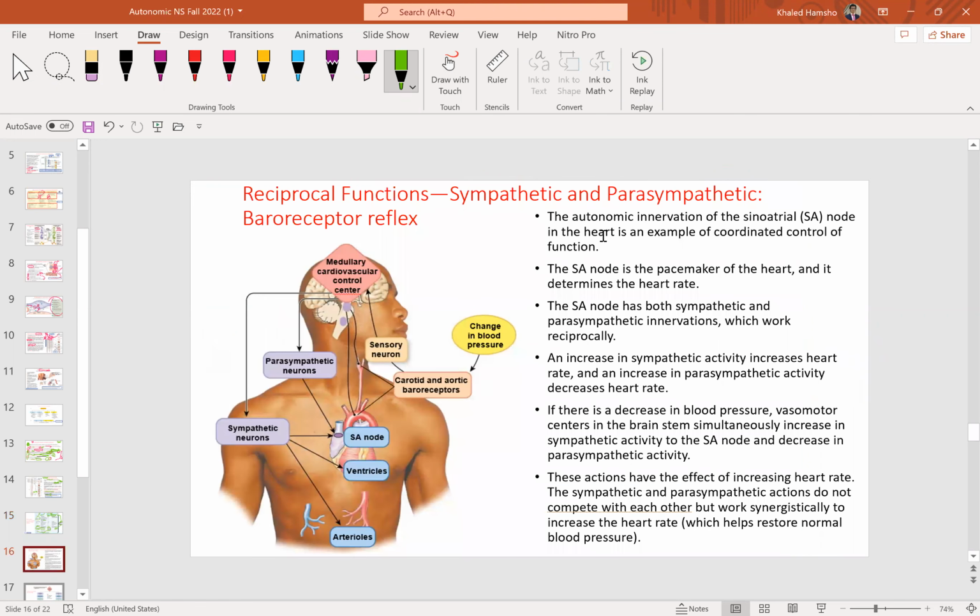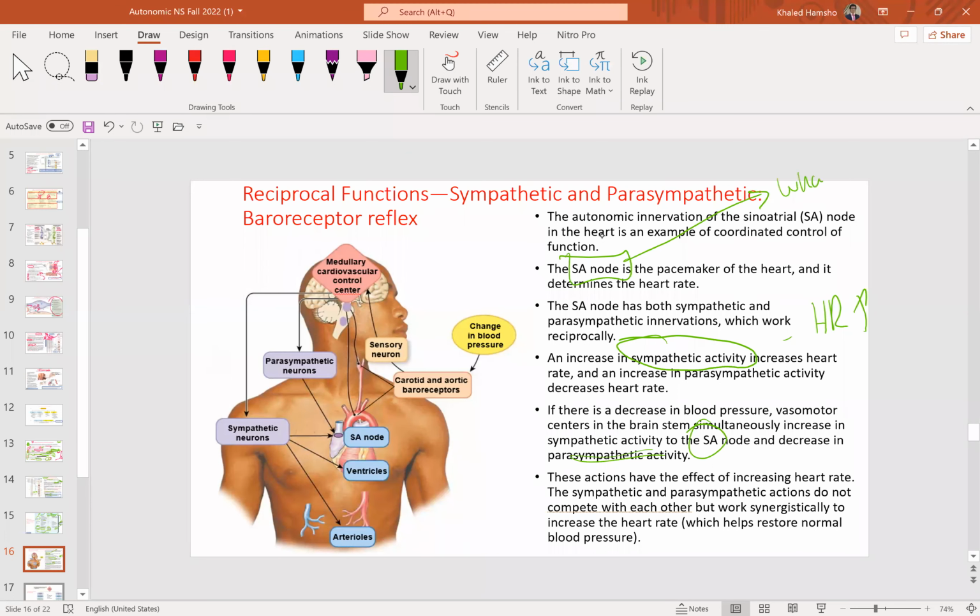This is just an example. I don't think you need to know the specifics. Just remember the SA node is the pacemaker. When you cause increased sympathetic activity on the SA node, it increases the heart rate, as we mentioned earlier. The parasympathetic causes decrease. So you'll take this in CVP. You don't need to cover the SA node and the AV node and all that right now. This is just what makes heart rate.